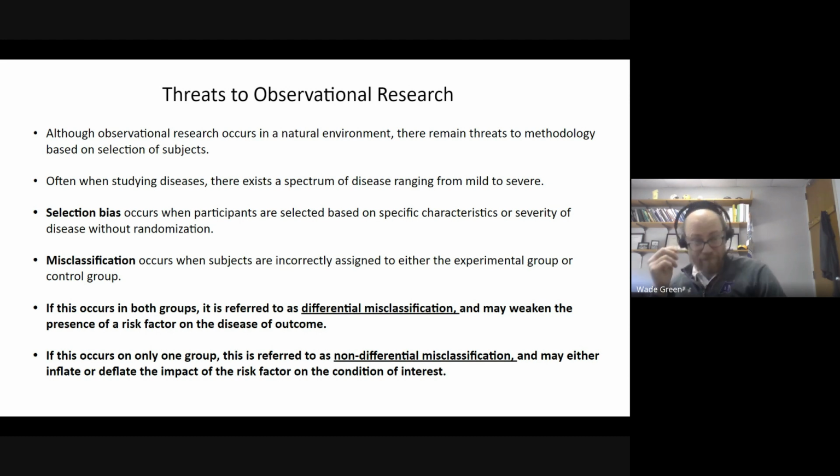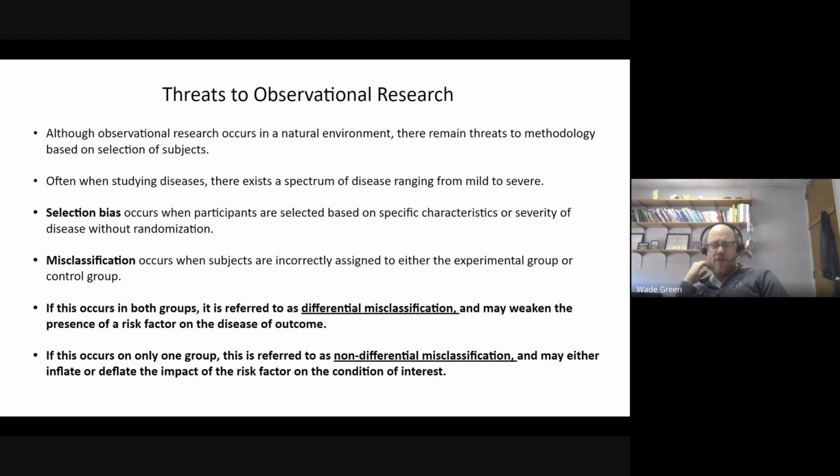So it stands to reason that wherever someone is on the spectrum of disease, if they're not as ill or the condition doesn't impact them as much, as opposed to someone who does, that is going to represent a threat to our observational research. But based on the conversations we've had in this class, a way to overcome that confounding factor is potentially the use of stratification inside of a study. We know about selection bias already. Selection bias occurs when participants are selected based on specific characteristics of severity of disease without randomization.